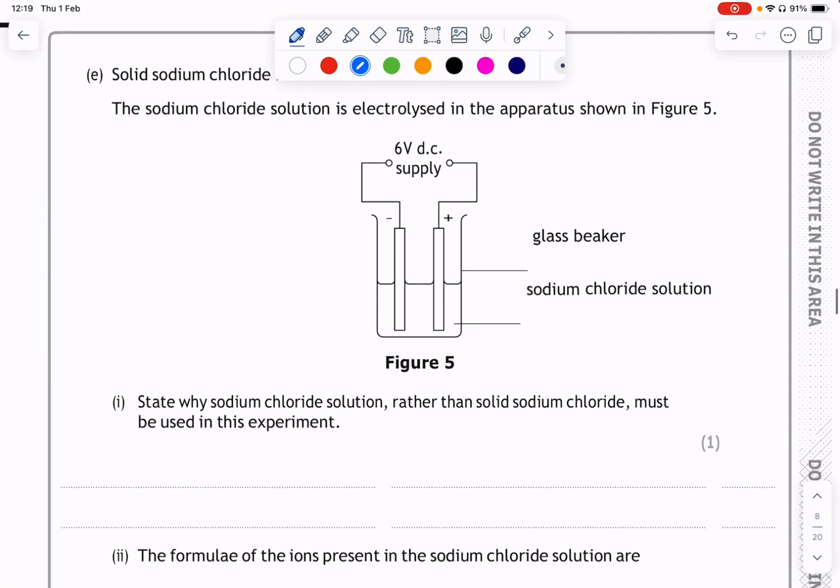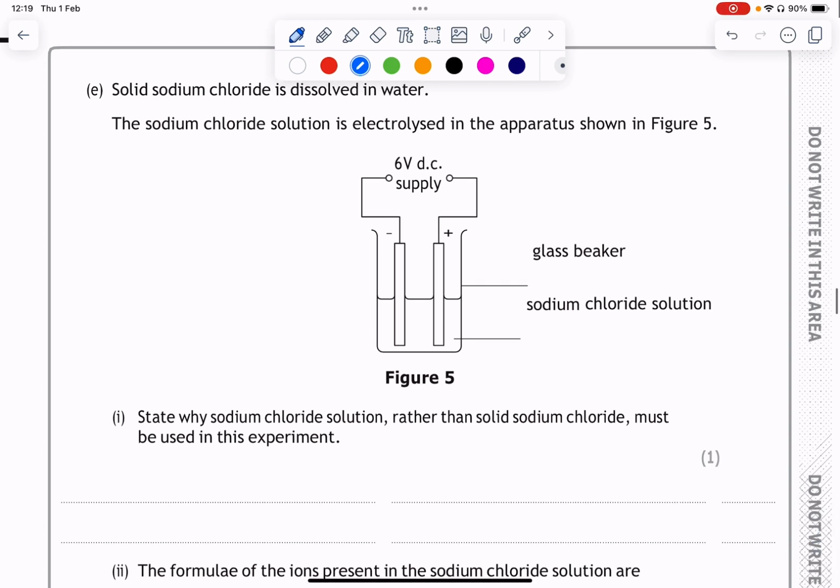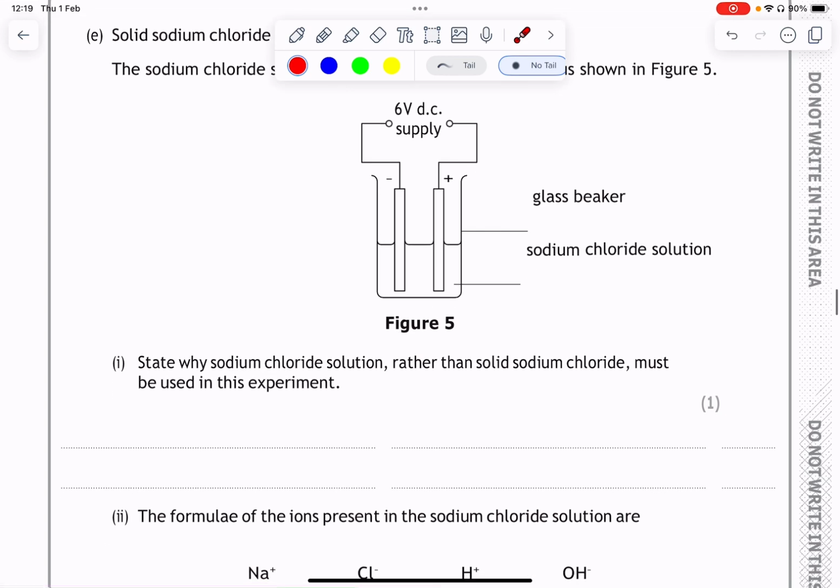Okay, next question. Sodium chloride undergoes electrolysis, as shown in the diagram here. So what we've got is a DC power supply. Got my electrodes, and then here's my solution of sodium chloride. It says state why sodium chloride solution rather than solid must be used.